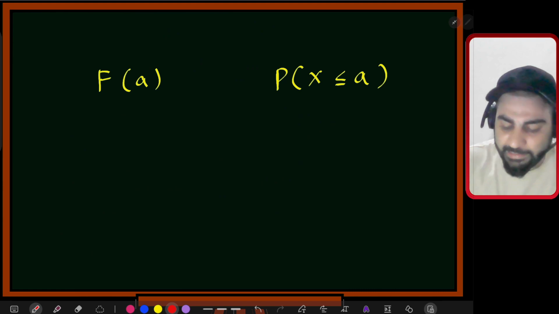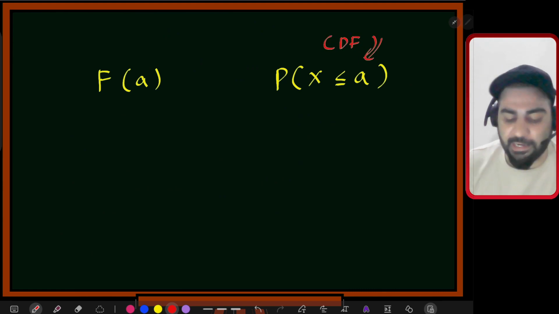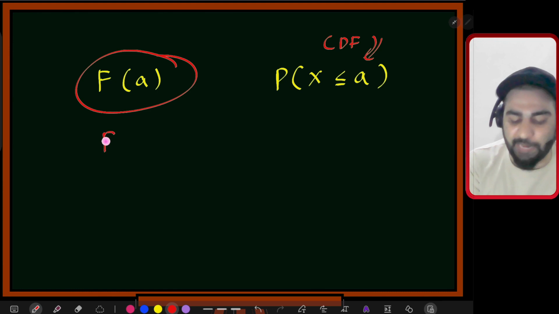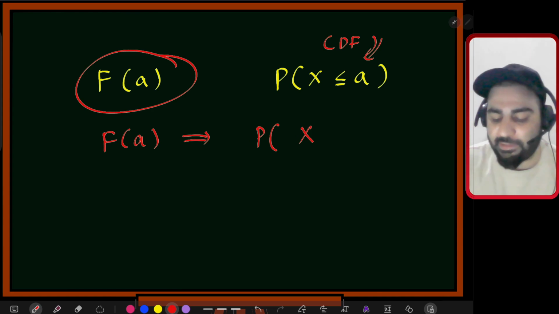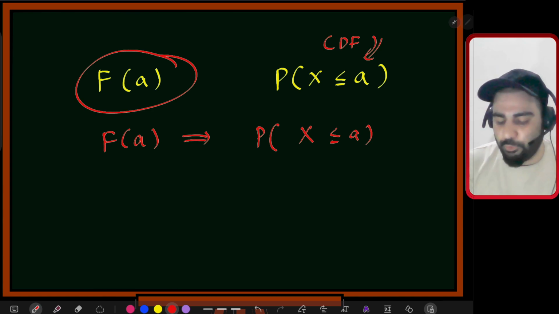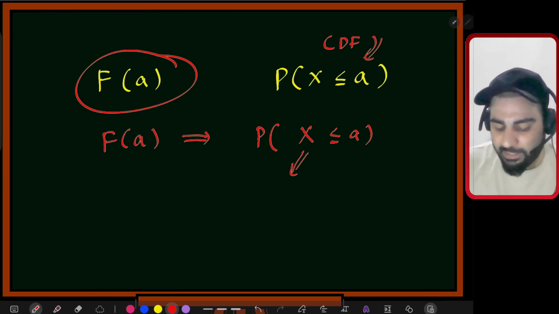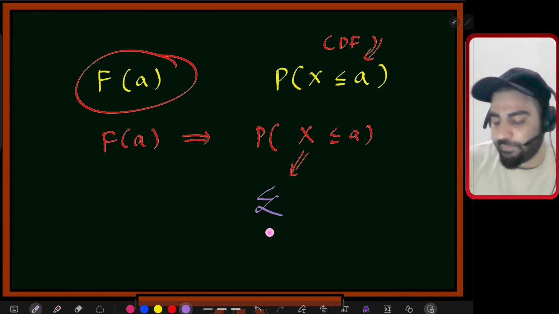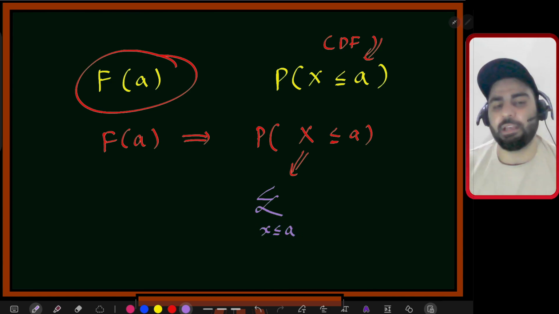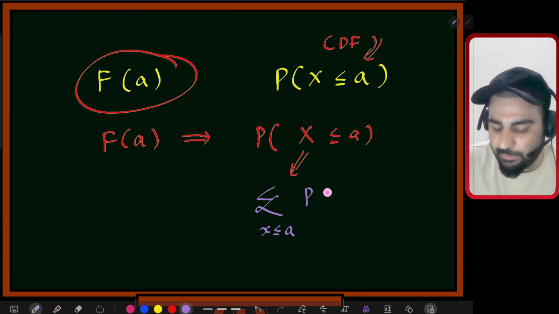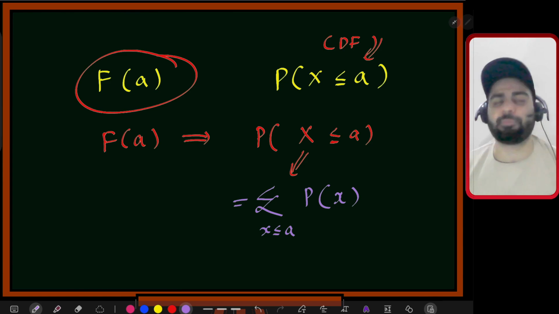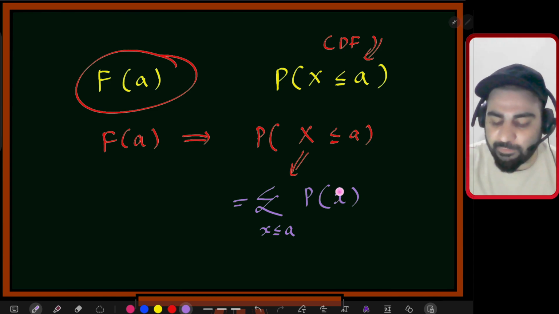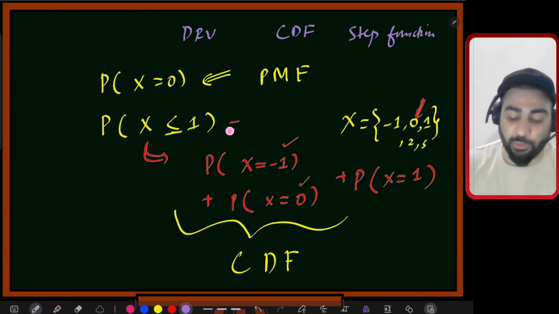Now how do I write the CDF? This is my CDF. I'll write my CDF function as f of a. This is equivalent to the probability that your random variable x, it can be x, y, z, whatever it is, takes the value less than or equal to a. Now this can be expanded. It is just the summation over x less than or equal to a of the probability of x. We sum the probability mass functions, one value at a time, through all the values. That's what I did over here.